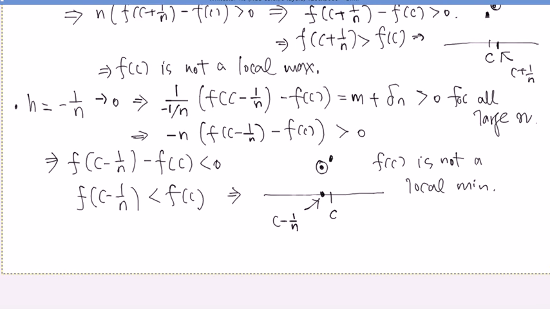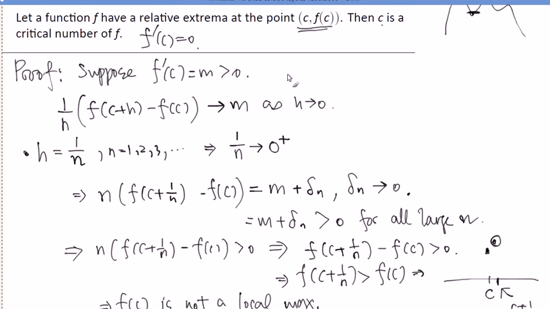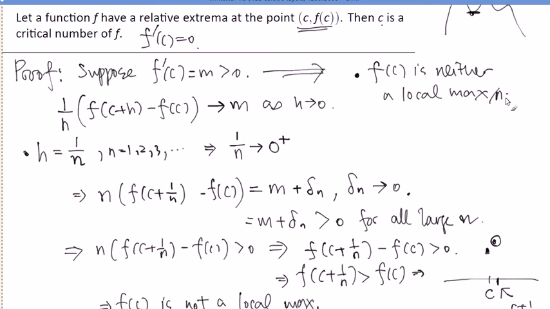So what's the conclusion? Going back, if we suppose something like that, we have two conclusions. F of c is neither a local max nor a local min. That's our conclusion. Does the conclusion make sense? If you suppose that f prime of c is a positive number, then you will be able to conclude it's not a local maximum or a local minimum. There's always a higher and a lower point right next to each other. Okay? That's the end of this supposition.